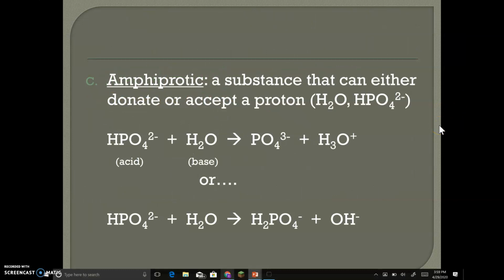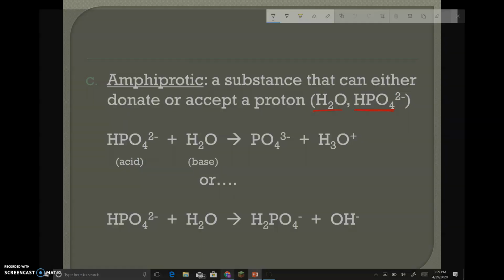Okay, another term is called amphiprotic. This is a substance that can either donate or accept a proton. So two very common substances that do this are water, and this is called monohydrogen phosphate. Other substances that do this are monohydrogen sulfite and monohydrogen carbonate. Sometimes they just call them hydrogen carbonate and hydrogen sulfate. But it can either accept or donate a proton depending on the circumstances.